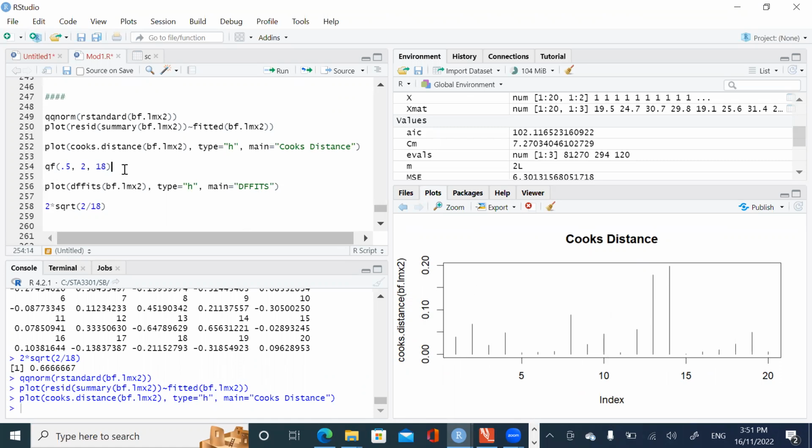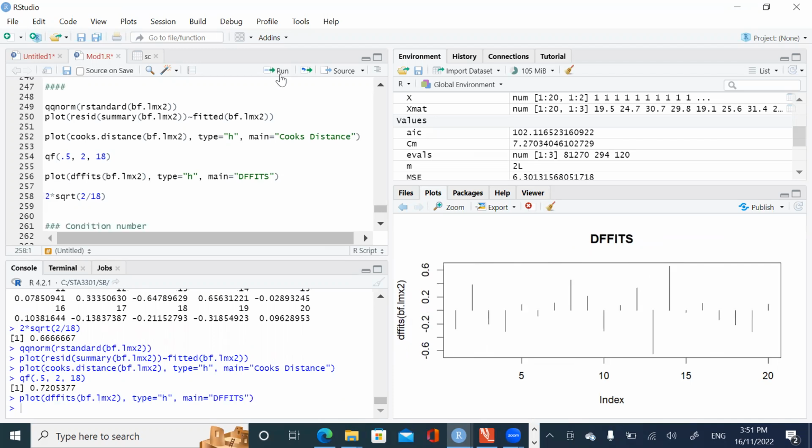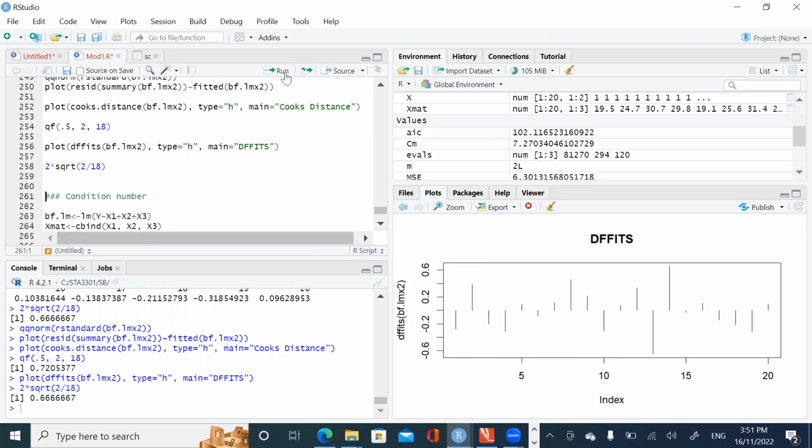So look at here, if I calculate this one, this is 0.72. I think no, they are not outliers, because according to the definition, if any of these Cook's distances is greater than 0.72, then it can be an outlier. So this is basically up to 0.20, so there's no outlier here. Now look at the DFFITS here. I am going to plot DFFITS. This is the DFFITS value, and if any of this value is greater than that, that should be an outlier. So 0.66, this one might be the 13th or 14th observation might be an outlier.